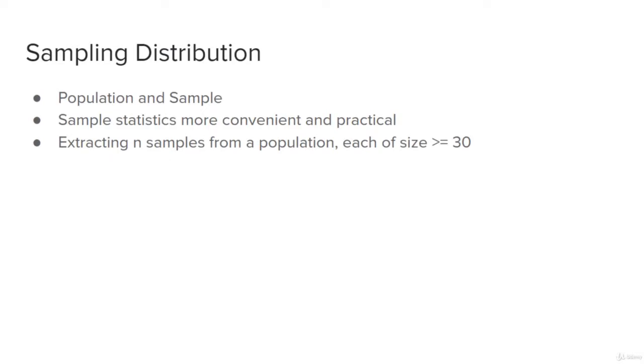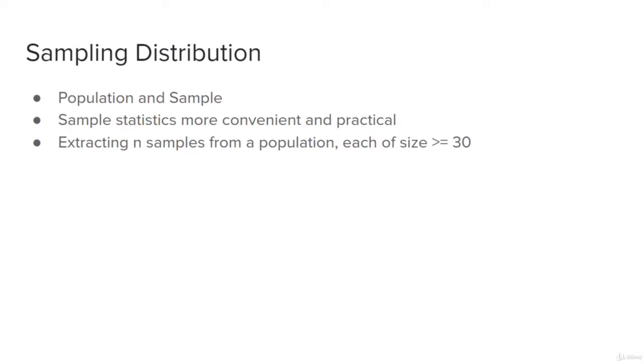Okay, so let's look at another concept called sampling distribution. We already have studied the population and sample, and we know that sample statistics are more convenient to study rather than working on the entire population. So whenever we extract data from the population and plot the normal distribution of the data, what we do is we select n samples.